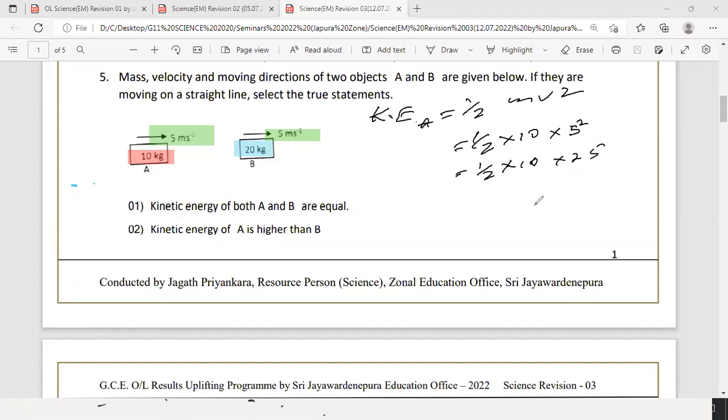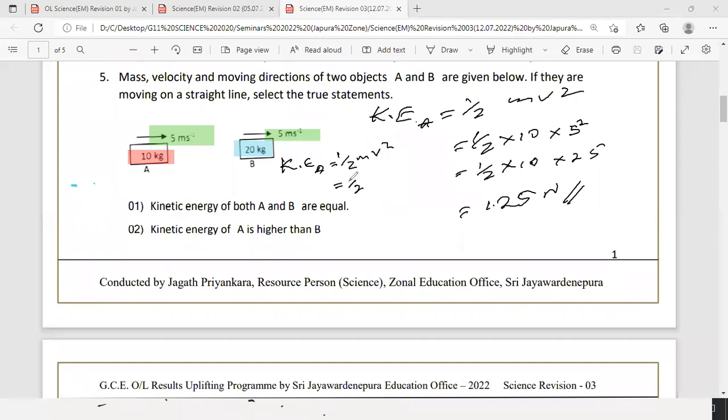What is the answer? Half into 10 into 25, you get 250, or 125, right? Half into 10 is 5. So that is 125. But if you take the kinetic energy of B, that will be 2 times the first one because the mass is double. When the mass is double, the kinetic energy becomes double.